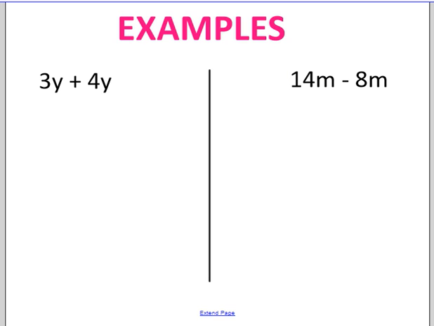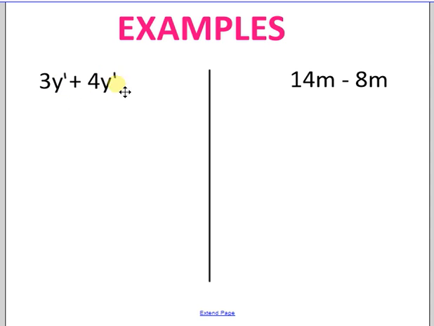All right, now let's talk about how we combine these. So remember, we need to have the same variable and the same exponent in order to combine them. So here we have 3y plus 4y. So we have y to the first power and y to the first power. Remember that if there's no exponent, there's an invisible first power there.